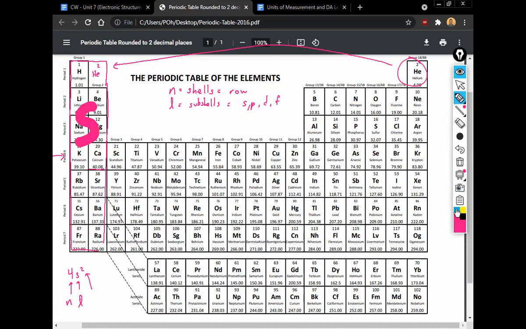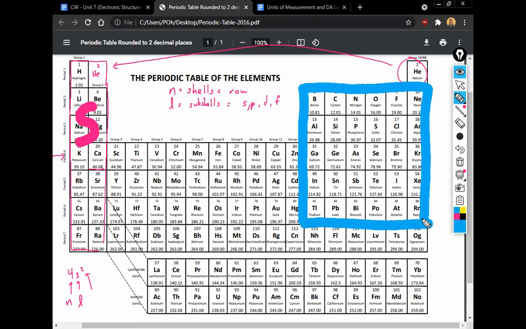All right, let's go to P now. Now P is going to be on the other side. You guys might have been able to guess that. But P is going to be on this side. We typically don't look at the bottom row because those are all man-made synthetic elements. But you guys can just kind of think of the entire right side as the P subshell. Okay, so everybody on this right side are the P subshell.